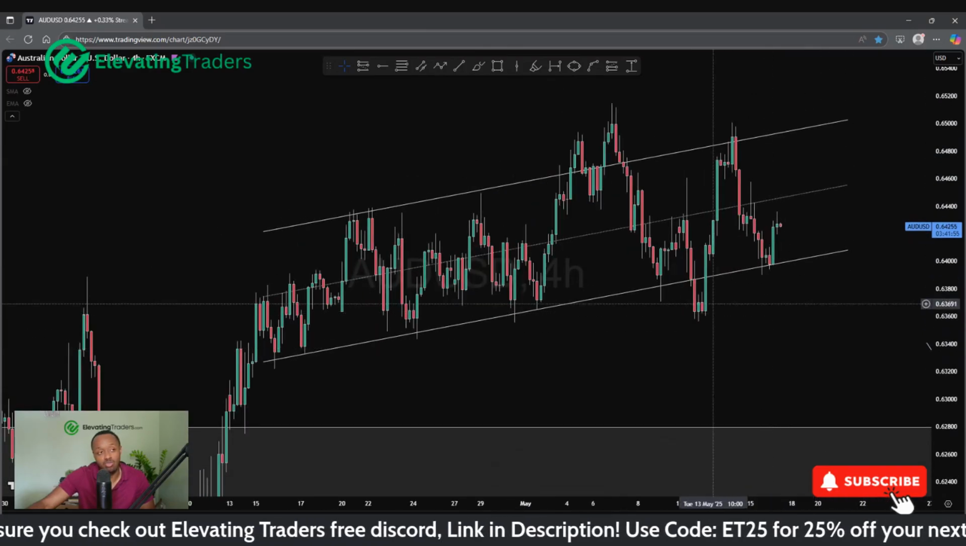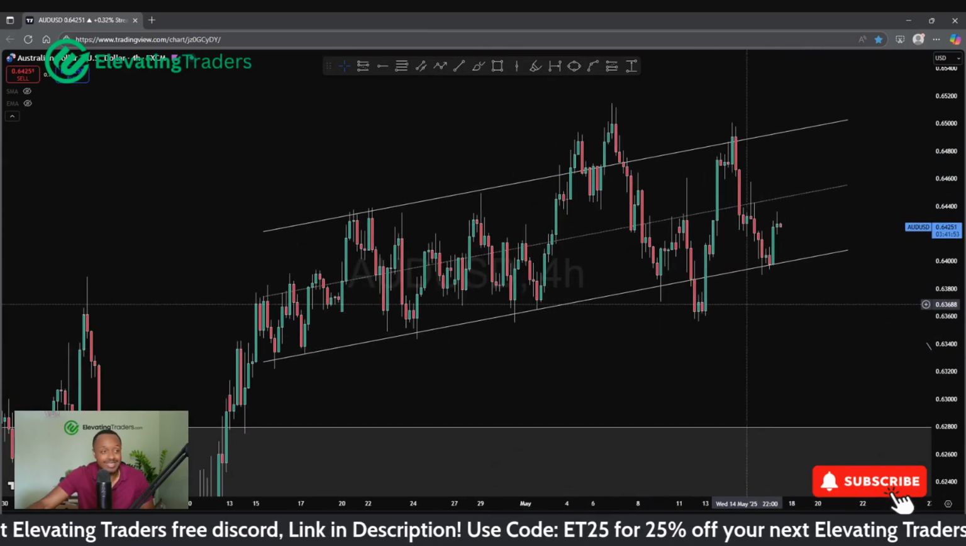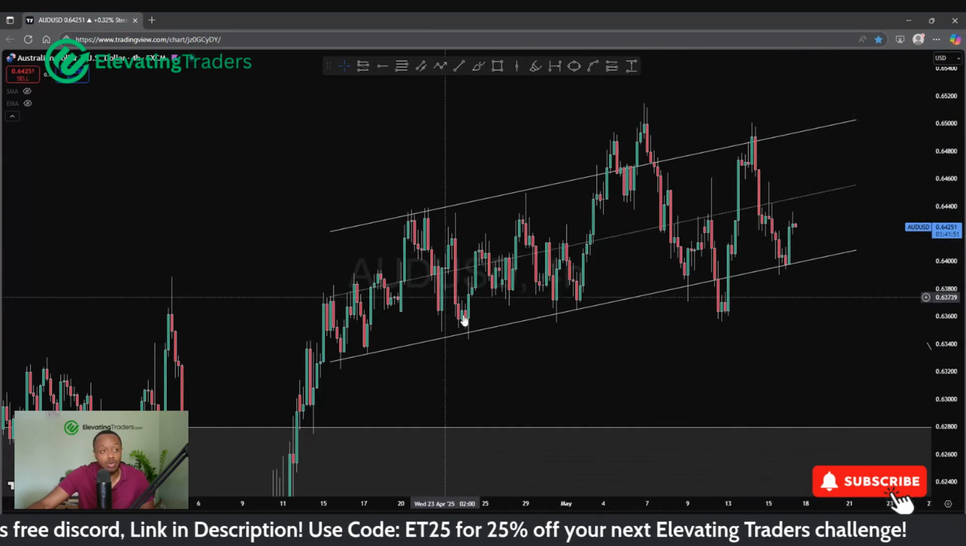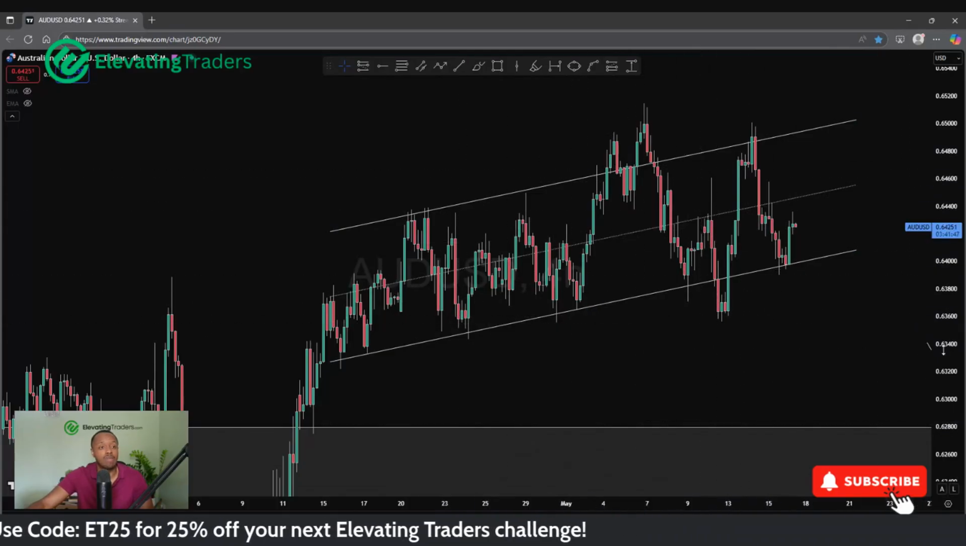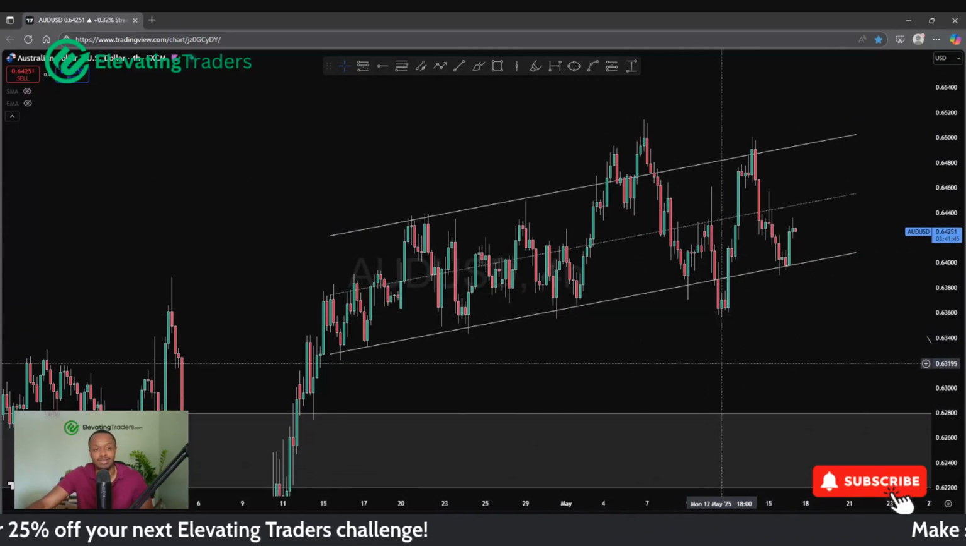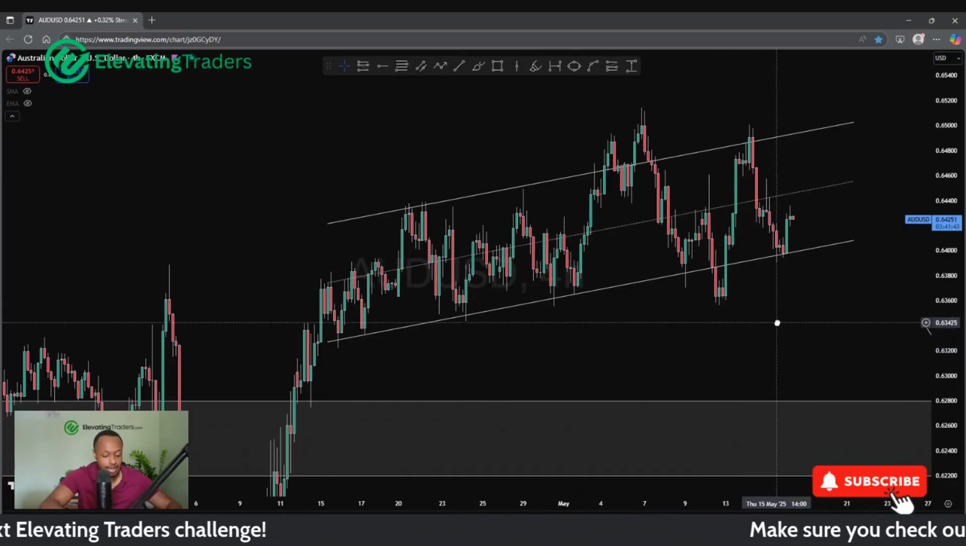I wouldn't really be looking to buy this. I wouldn't really be looking to sell it. So to be honest, I would just probably avoid the price action here for Aussie dollar. It looks a complete mess and difficult to find some quality setup. So I would personally stay away.